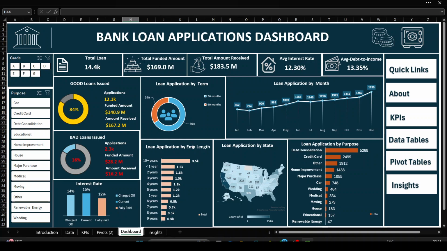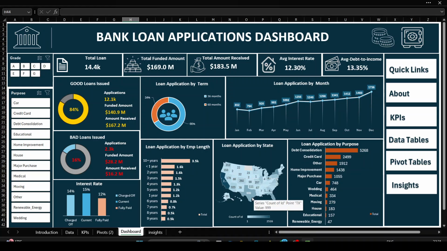And now let us look towards the loan application by employee length, where we can see that the experienced employees are selling the loan applications more. The employees with 10 plus years have sold almost 3.5k applications of loan, whereas the freshers, or the employees who have less than 1 year of experience, have also sold 1.6k applications for the loan. Now, loan applications by state. The most number of applications in a state was almost 2000, and the least was only two.